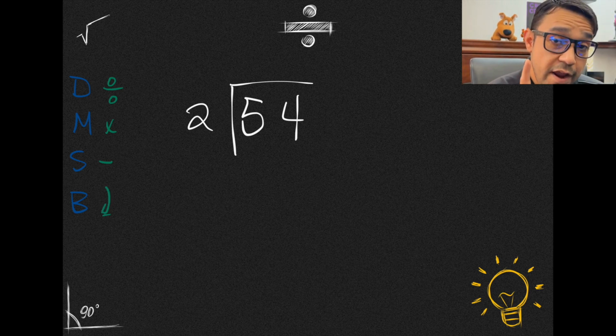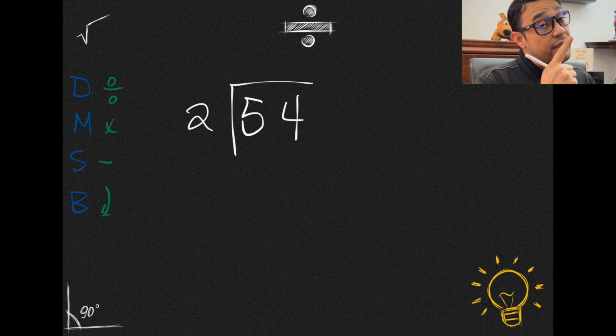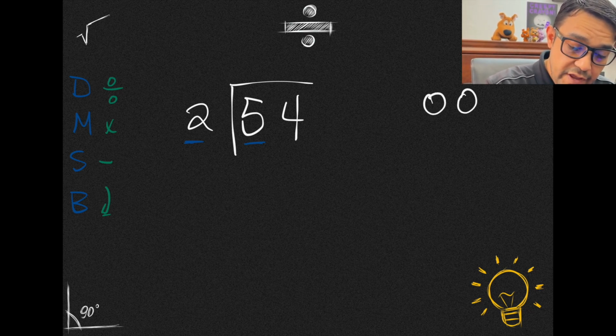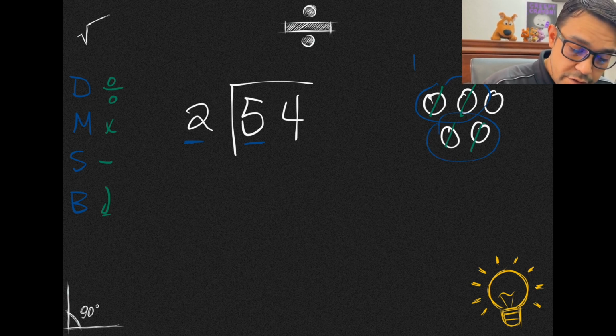Our very first step, remember we're doing the inverse of multiplication, so we're looking at the highest place value and taking groups out. 5 divided by 2. Remember what division is. Our total is 5. We're going to take out groups of 2. 1, 2. There's 1. 1, 2. There's 2.